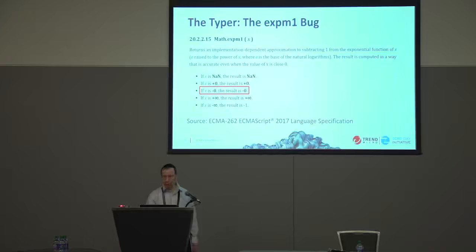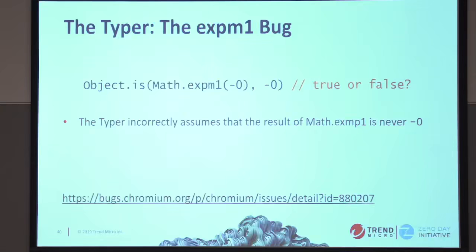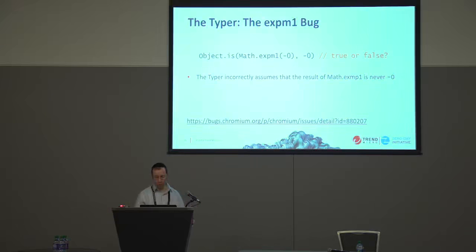And this happens when you pass in a value of -0. And this is the essence of the bug. The math.expm1 of -0 will produce -0, but the typer wrongly assumes that a return value of -0 is not a possibility. So when the typer tries to determine the result of the above expression, it will wrongly conclude that the answer is false when in fact it's going to be true.